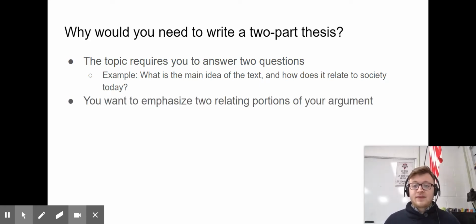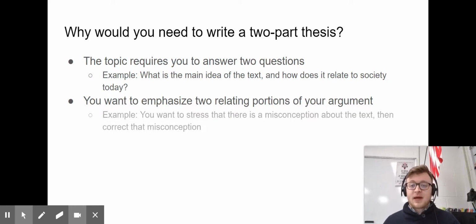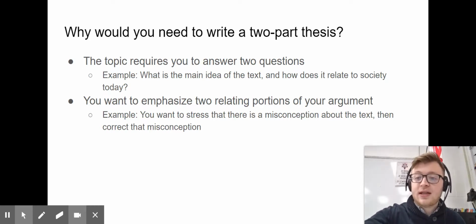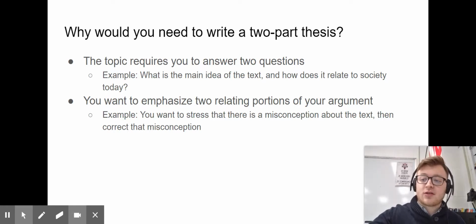You might also want to emphasize two relating portions of your argument. It's possible that an essay topic wants you to take a look maybe at a misconception about a text. So you can make an argument in the first half about this misconception, and then the second half about your correction or your argument that that is the wrong way to interpret something.